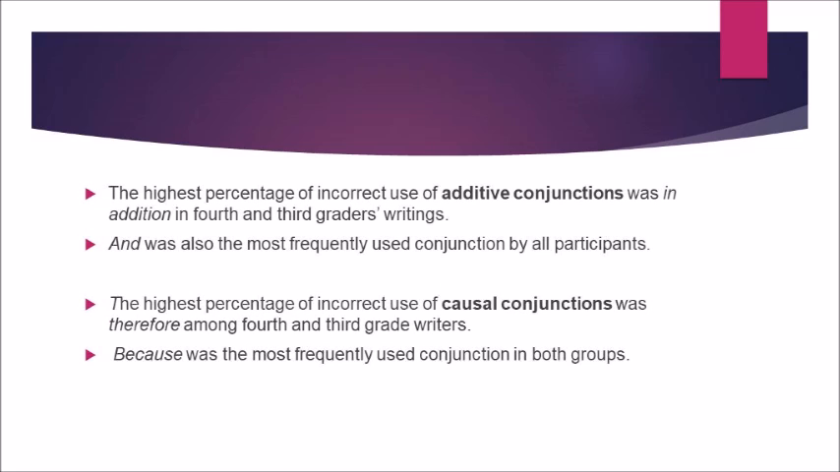The highest percentage of incorrect use of additive conjunctions was in addition, in 4th and in 3rd graders' writings, and was also the most frequently used conjunction by all participants. With respect to causal conjunctions, the highest percentage of incorrect use of this type of conjunction was therefore among 4th and 3rd grade writers. Because was the most frequently used conjunction in both groups.